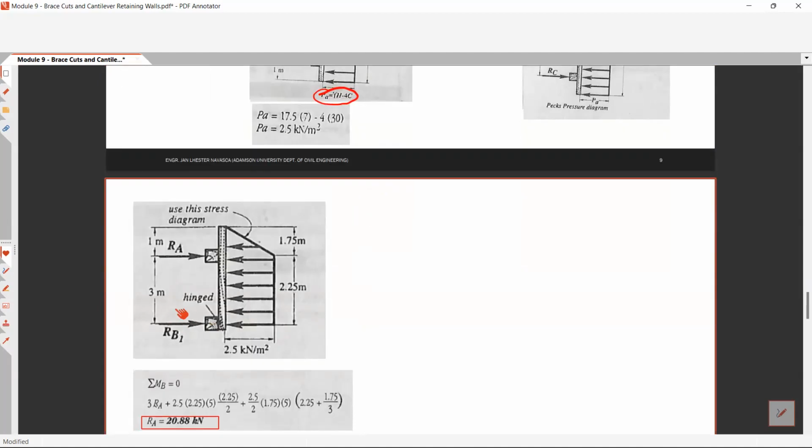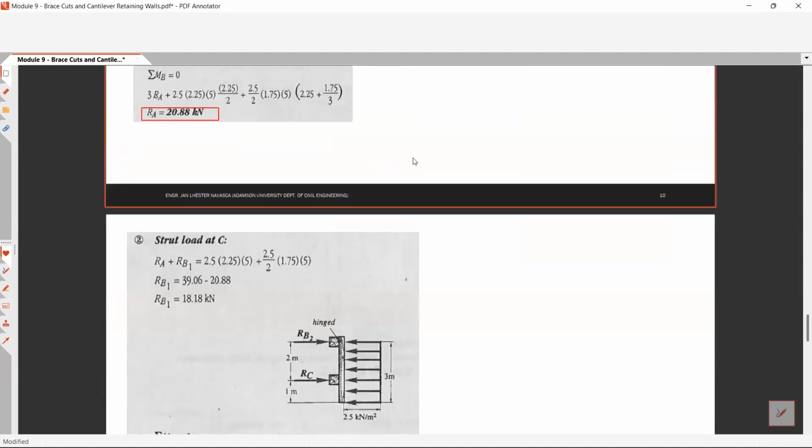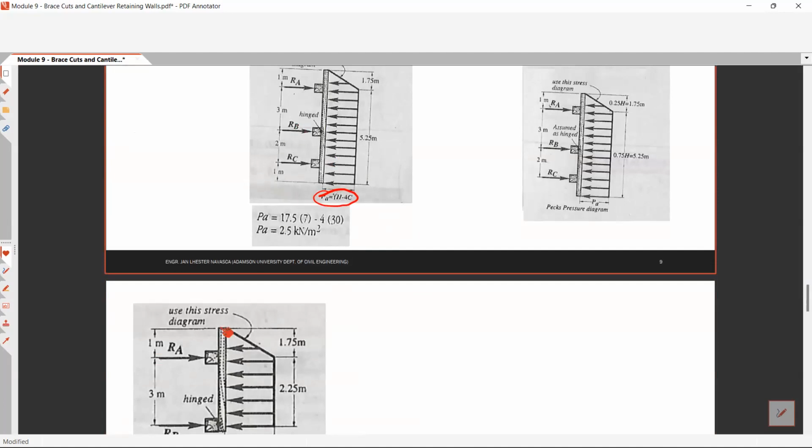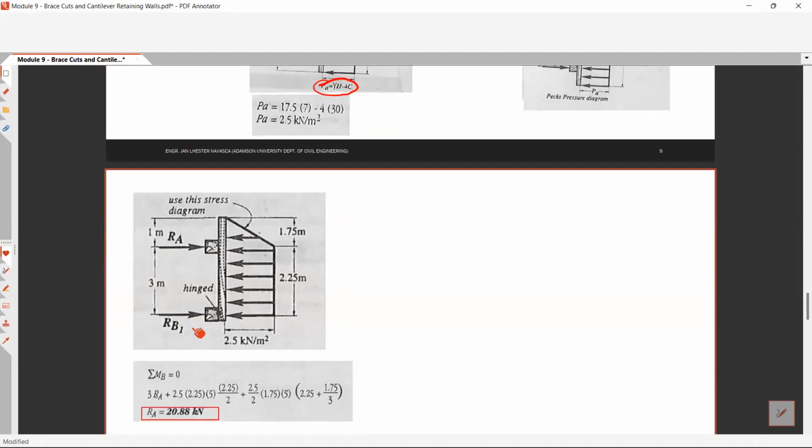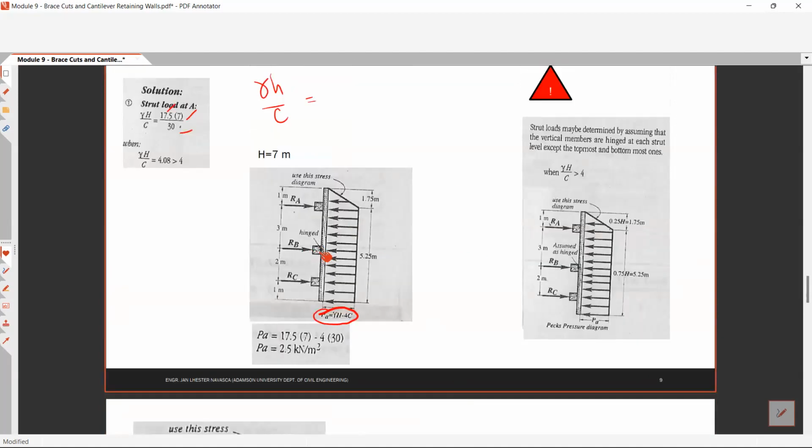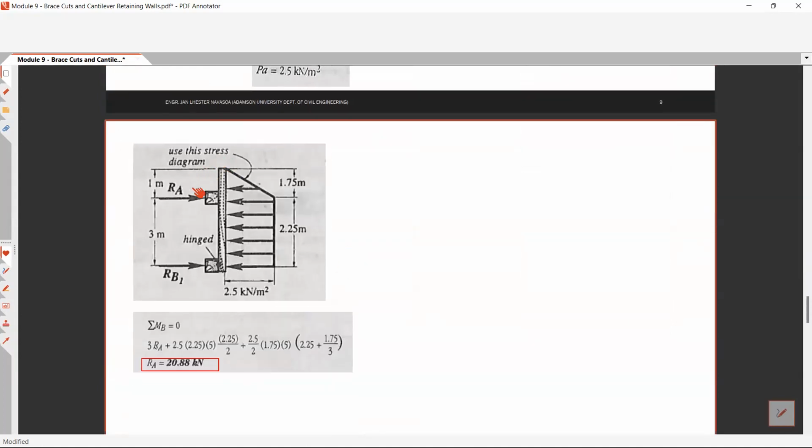Okay, you have RB1 and RB2. And the total reaction at B is the sum of the contribution of RB1 and RB2. So considering the top of RB, the top of the strut load at B, so considering the top pressure diagram. Using this stress diagram with RA and RB1, taking the moment at B, since we are assuming that at point B there is no rotation or there is no moment.